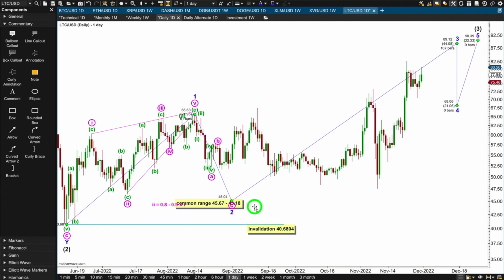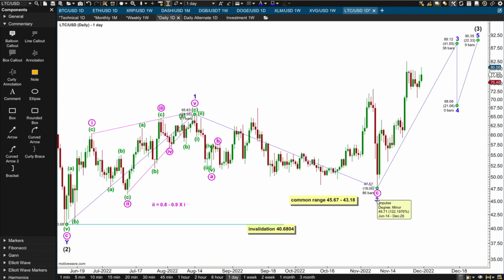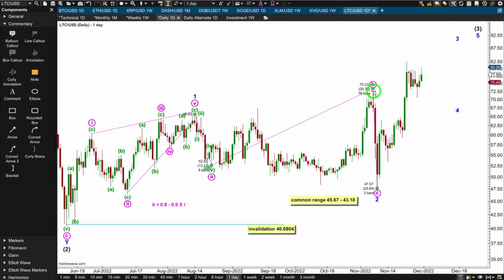Now my previous analysis expected a pullback for minor 2 to end somewhere between 45.67 to 43.18. It's fallen a little bit short of that. It only reached down to 47.57. It had the spike up first. I think this looks like a fairly good looking expanded flat. I thought originally it was going to be a zigzag. Oh, what does A look like? That looks like a double zigzag.